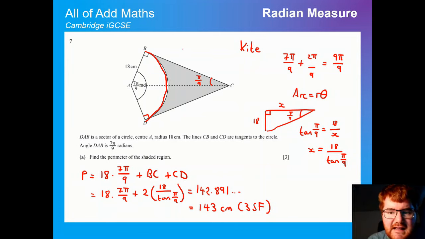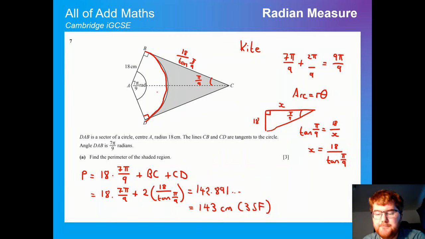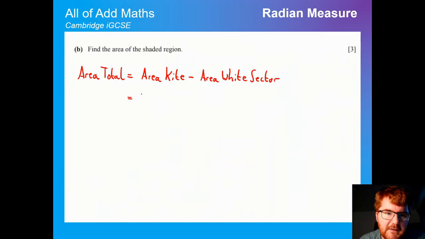We now know this length here. This is equal to 18 over tan pi over 9. So to work out the area of the entire kite, we do a half base times height. So 18 times 18 over tan pi over 9 divided by 2. But then we're going to times by 2 because we've got two triangles. So in fact the area is just going to be 18 times 18 over tan pi over 9.